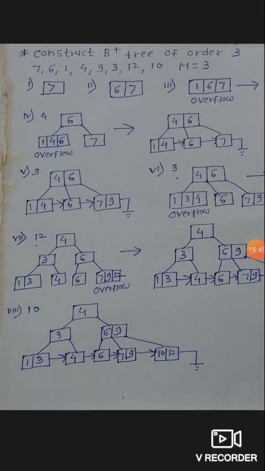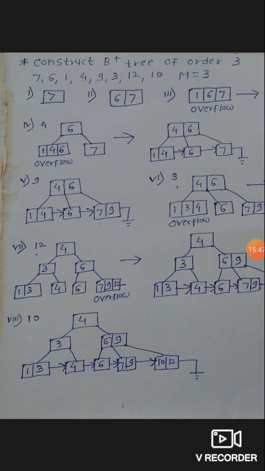Next 12, as 12 is greater than 4, it is added at the right hand side. Again it is greater than 6, again it is added at the right hand side, so it becomes 7 9 12. Again the capacity is 2, there is overflow, therefore we shift 9 to its upper node. So 9 gets shifted to its upper node and it becomes 6 comma 9.